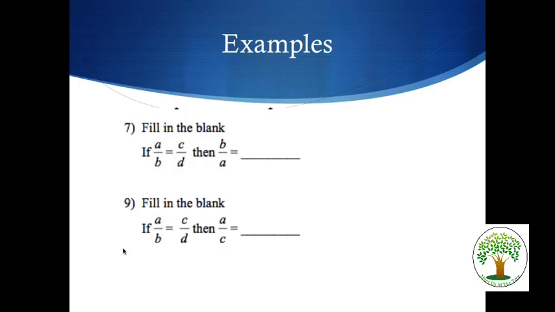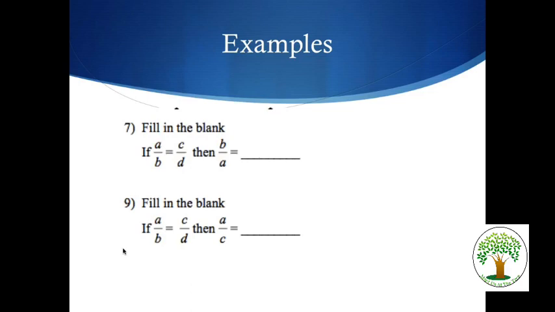Number 7. You're going to fill in the blank. I have A over B equals C over D. I am now going to, if this could be the means property, it could be the extremes property, it could be the addition property. If I have B over A, C over D. How did you get that? D over C. Which property did you use? I just put the reciprocal.